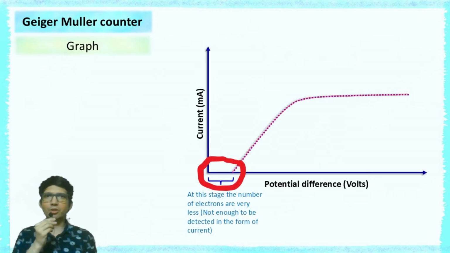Now let's understand this phenomenon in the form of graph. This small gap over here represents the situation where the number of electrons are very less, hence no current is detected. With an increasing potential difference, the current increases. Now this happens until a certain point is reached. After this point, there is no longer increase in current. The graph over here becomes flat.